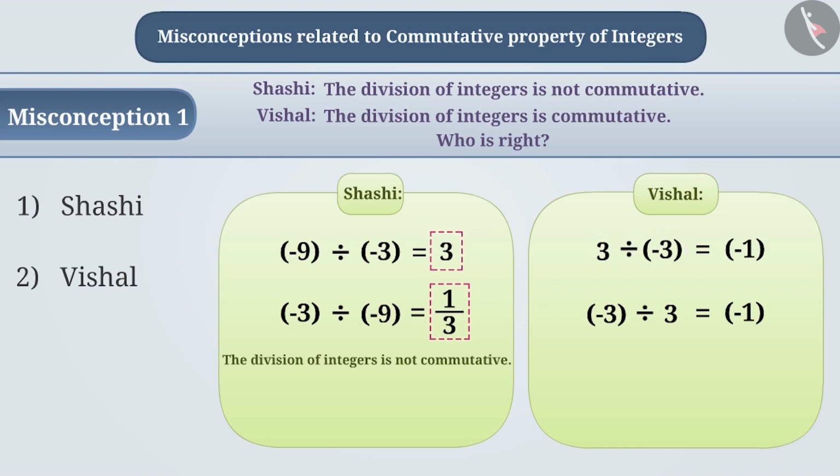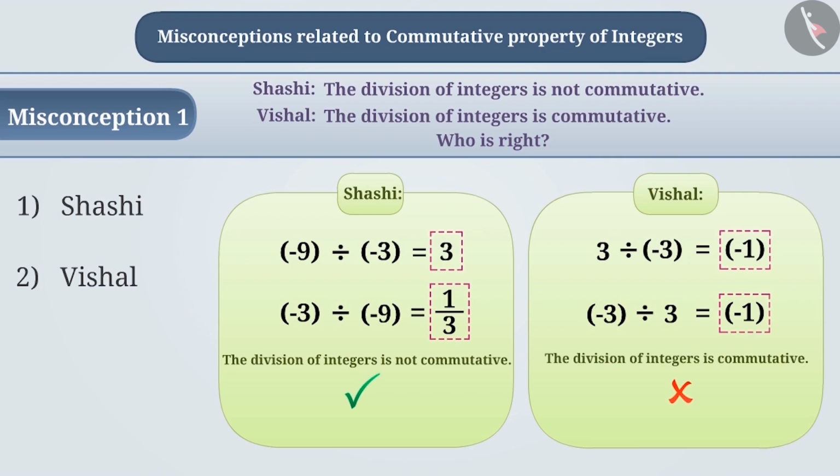Vishal got the result minus 1 by dividing 3 by minus 3. Similarly, by dividing minus 3 by 3, he again got the result minus 1. In both cases, the result was equal, so Vishal's understanding was proven right that the division of integers is commutative. But this is a misconception.